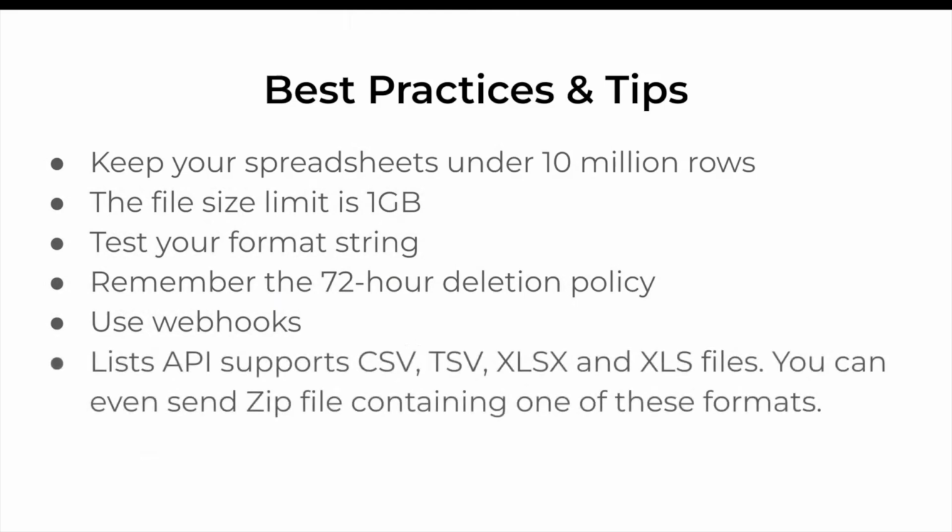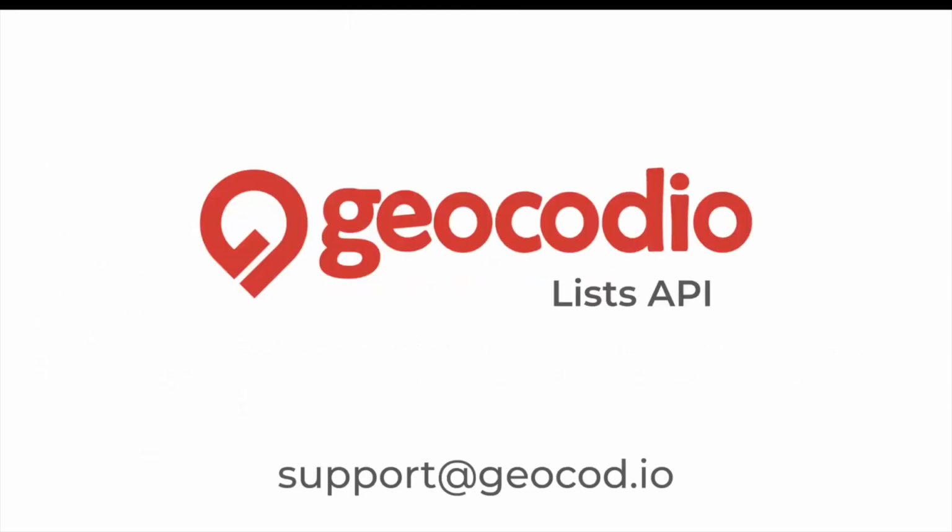The API supports CSV, TSV, XLS, XLSX, and even zip files containing one of these formats. And that's the Geocodio Lists API in a nutshell. It's incredibly powerful for bulk geocoding tasks and can save you hours of manual work.